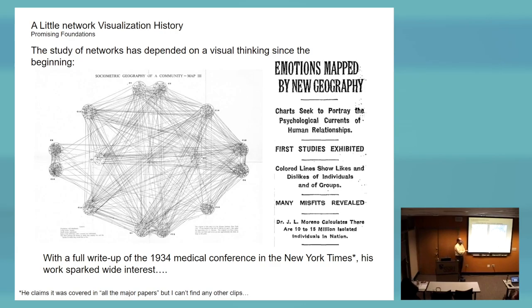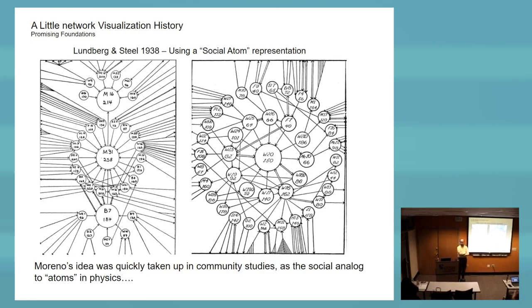Over the years, these ideas were taken up by a lot of folks, particularly in community studies. And so in community studies and agriculture, this is a beautiful series of books by Lundberg and Steele. And in these cases, each circle is a household, and they're sized by the SES of that household, so whether this was a rich household or a poor household. And so this was the richest household in the village, and everyone liked this person, right? So everyone reported who they're going to.